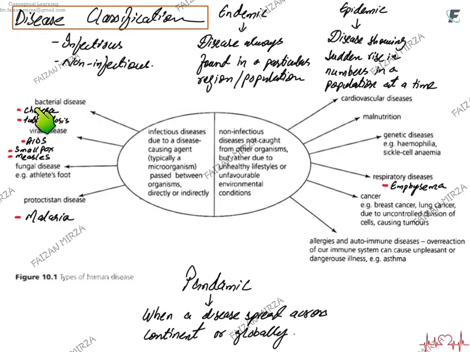So all these are infectious diseases, because there is always a pathogen involved in the disease development. A non-infectious disease is not caused by a pathogen. It is not caught from another individual. It is mainly because of unhealthy lifestyle or poor genetics or some environmental condition. For example, cardiovascular diseases, malnutrition, genetic disorders, respiratory disease, for example emphysema, and cancer. Cancer and allergies can all be classified as non-infectious diseases.